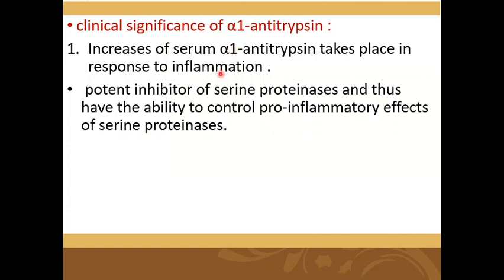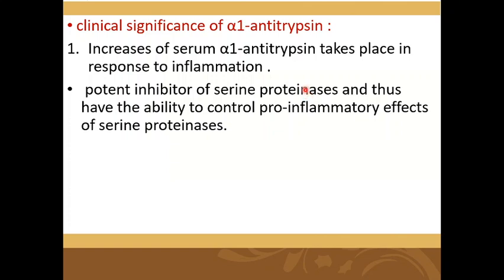Now what is the relation between alpha-1 antitrypsin and inflammation? It is a potent inhibitor of serine proteinase, that is the enzyme which removes serine from the protein chain, okay? And thus it has the ability to control the pro-inflammatory effects of serine proteinase. What does serine proteinase do? It separates serine from the protein chain. Okay? And it has an inflammatory effect, you can say the pro-inflammatory effect.